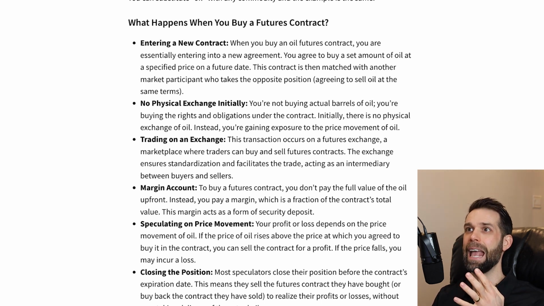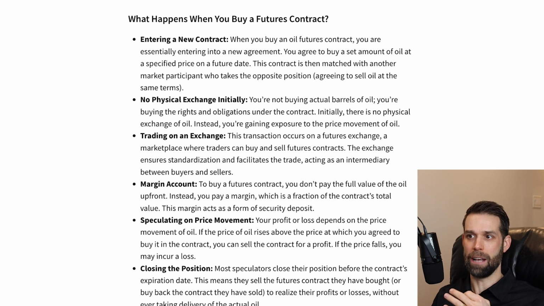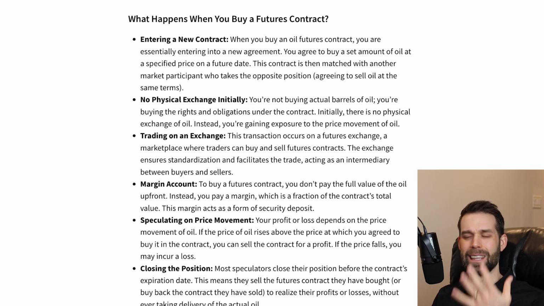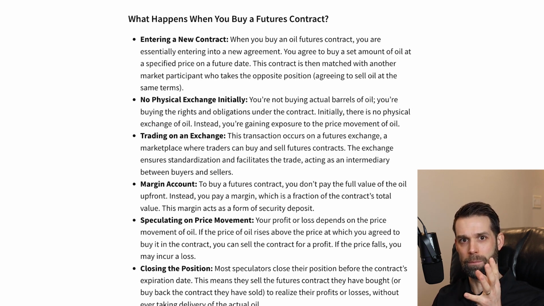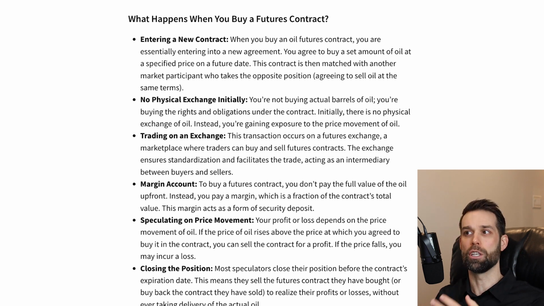Now, there is a margin associated with this, a margin account. To buy a futures contract, you're not going to actually pay the full value of the oil up front. That would be thousands and thousands of dollars for the actual contract of that oil getting delivered at a specific date. Instead, you just pay a margin. It's a fraction of the contract's total value, and this acts like a security deposit.